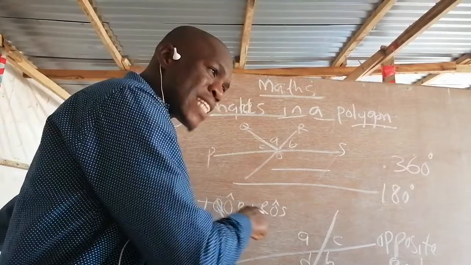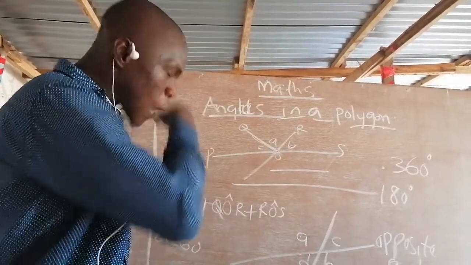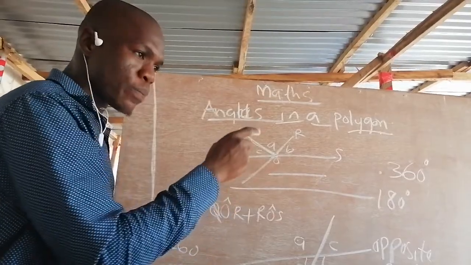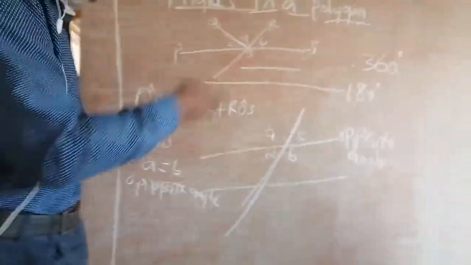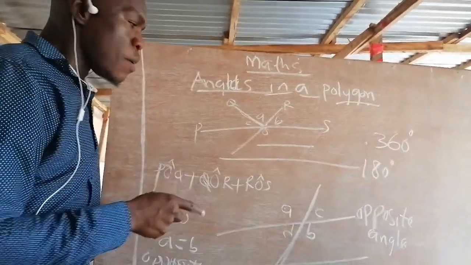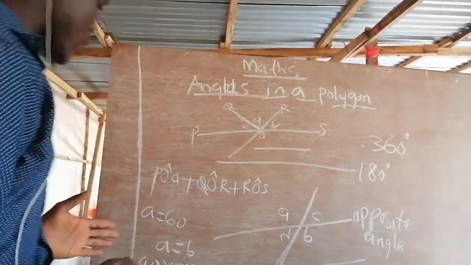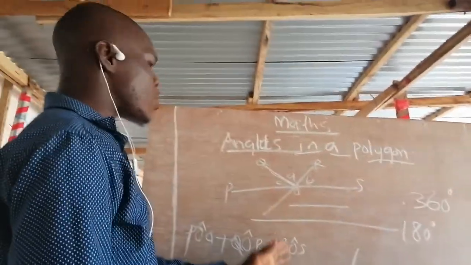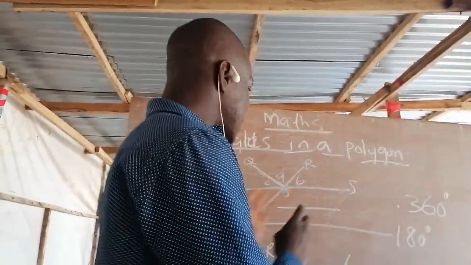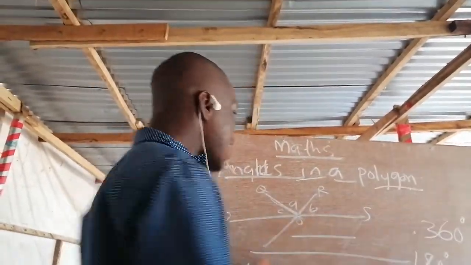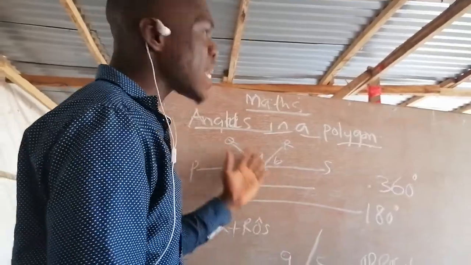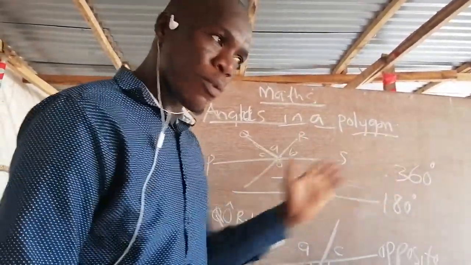We also have adjacent angle. The adjacent angle is used in elevation and depression. It is adjacent to each other. But today we are going to majorly focus on opposite angle, because opposite angle is what we need most. I want us to understand this angle in polygon, because angle in polygon is not something that we can just do. We must understand the principle behind the angle in polygon.